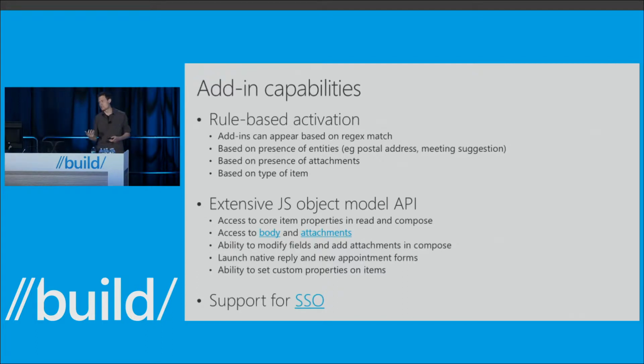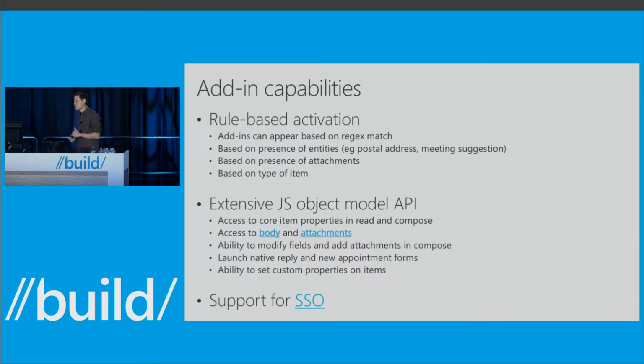And when an add-in runs, it has access to an extensive JavaScript object model API. So it has access to core item properties in Read and Compose, such as subject, body, recipients. It also has access to attachments, which is an interesting way to read them out. And it can modify certain fields or certain properties or attachments while composing. So you can actually add attachments to a message while it's being written. Finally, you can launch native reply or appointment forms. And this would be very useful if you're building a meeting suggestion add-in and you want to show a new meeting form.